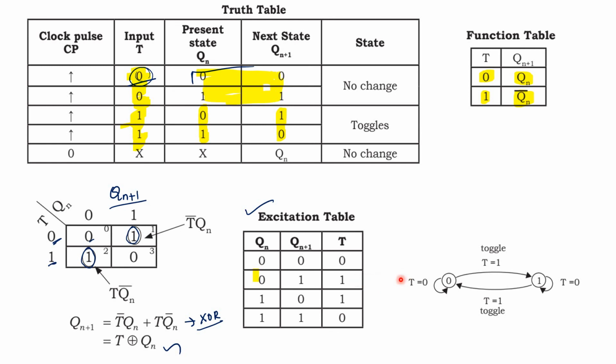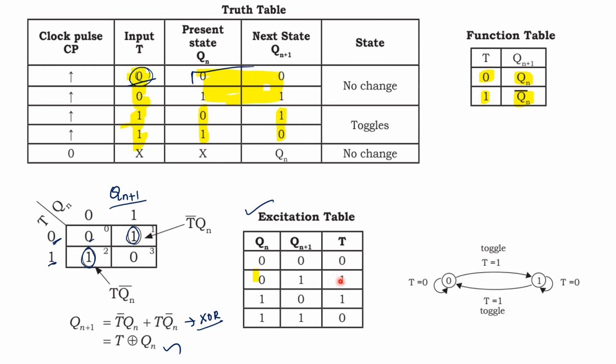After getting the excitation table, directly draw the state diagram. The state diagram is drawn from the excitation table. See, first of all, this is the present state. 0 is the present state and 1 is the present state. From this, 0 to 0, here 0, 1 to 1. So 0 to 0, T is equal to 0. 1 to 1, T is equal to 0. In both the cases, T is equal to 0.